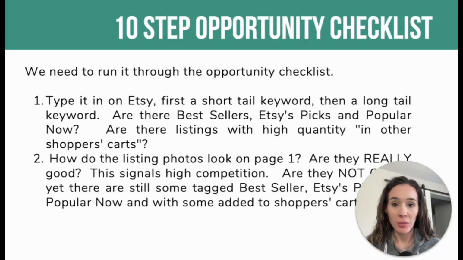First, though, I want you to type in a short tail keyword and do a search for that. Nothing super specific, but more of a short tail keyword that represents the product. And then do the same thing with a long tail keyword that is very specific to what you had in mind. I want you to identify if there are bestsellers, Etsy's picks, and popular now listings tagged within the search results. This is going to tell us if it's even popular enough and getting enough sales volume to get those types of tags. And are there listings with a high quantity in that little tag that says, 20 in other shoppers' carts? It'll say in red right below the listing how many have been added to someone else's cart.